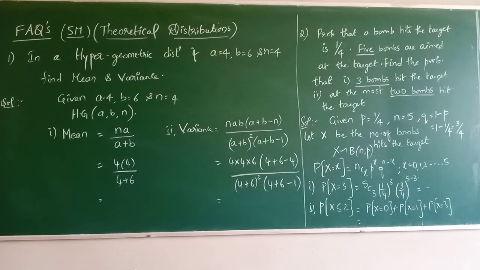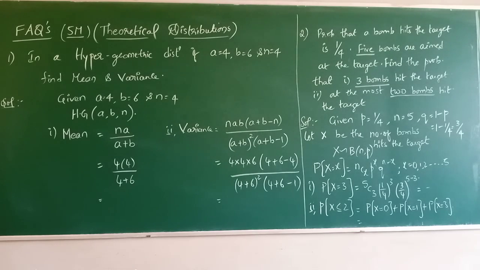Now, question number 2. Look at that. The probability that a bomb hits the target is 1 by 4. 5 bombs are aimed at the target. Find the probability that, one, 3 bombs hit the target, and question number 2, at the most 2 bombs hit the target. This is the question given.